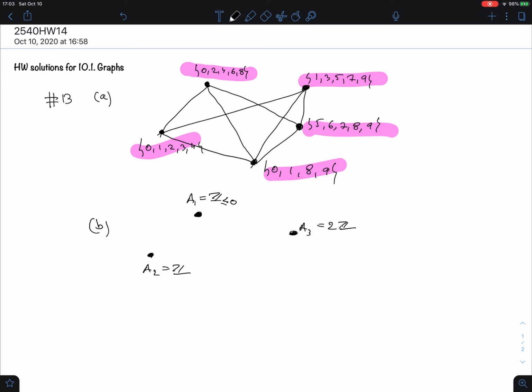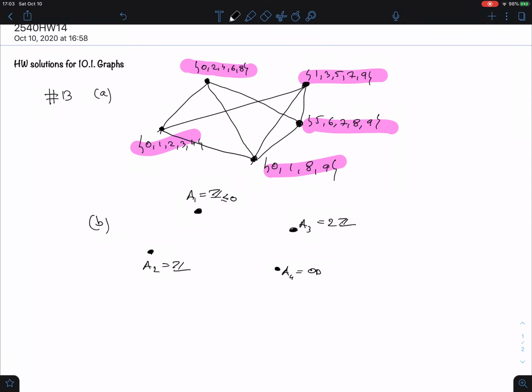So the even numbers. A4 was the odd, so I'm going to write here odd perhaps. It is the same as 2z plus 1, but let me write odd here. And then A5, this is the multiples of 3, which we can write as 3z. Okay, so now do the same thing.